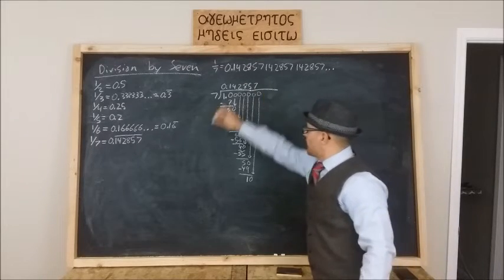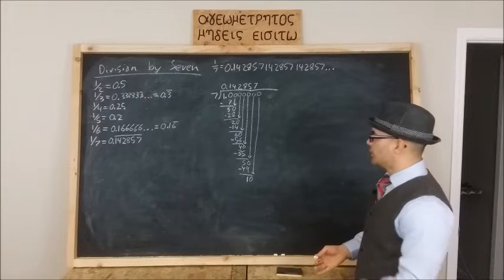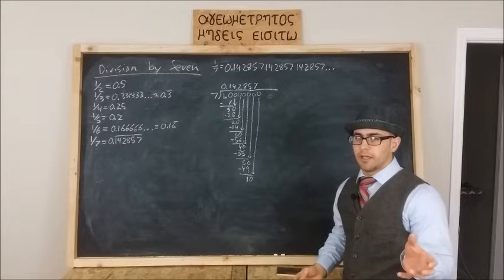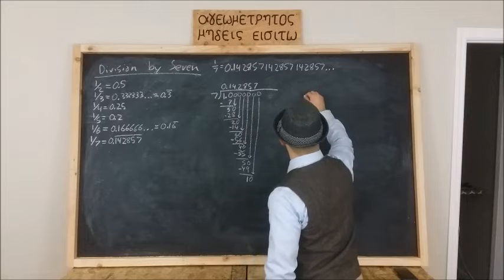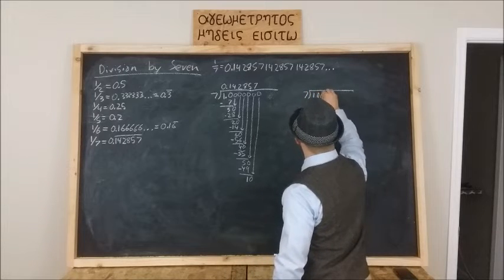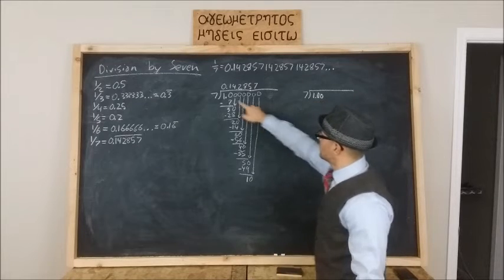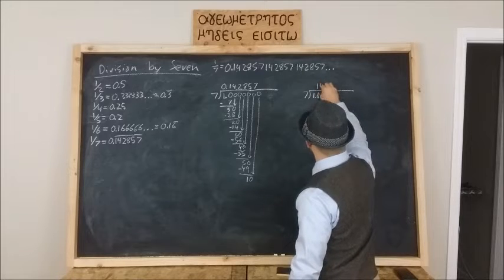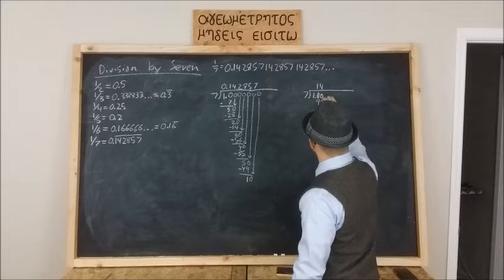Now, this method is all well and good, but I'm going to show you a slightly different approach so that we can observe an interesting pattern. Instead of starting with 10, I'm going to start with 100. I'm going to go 2 zeros at a time instead of just 1. 7 goes into 100 14 times. 14 times 7 is 98.